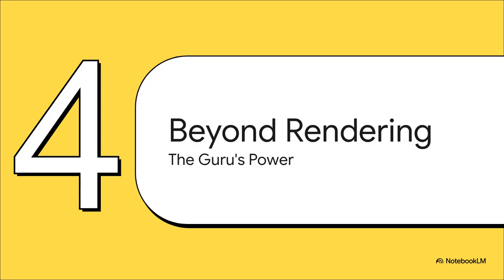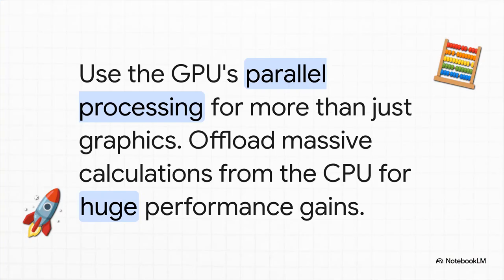But here's the thing. Drawing pretty pictures, that's really only half the story. A true shader guru knows that the GPU is so much more than just a graphics tool. This is where we get into something called compute shaders. See, your GPU is designed to do thousands of simple calculations all at the same time. That's called parallel processing. A compute shader lets you tap into that raw power for things that have nothing to do with graphics, offloading massive calculations from the CPU and getting huge performance gains.